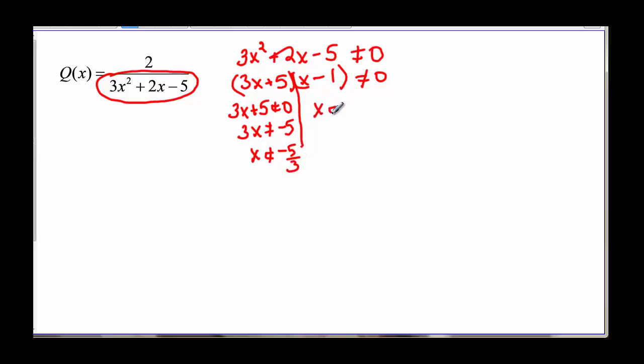And over here, the easy one, let's start it this way. x minus 1 cannot be equal to 0. So if I add 1 to both sides, I find out that x cannot be equal to +1. So my domain is all values except for these two.